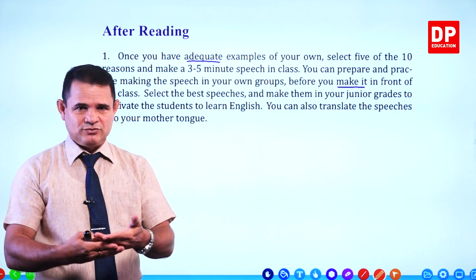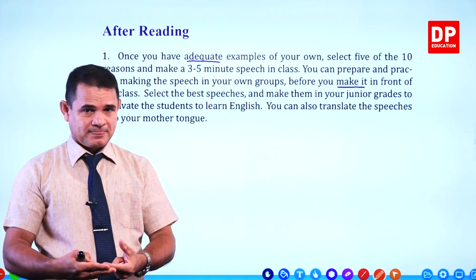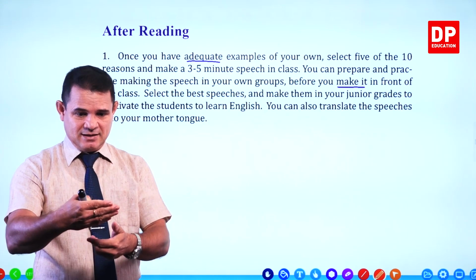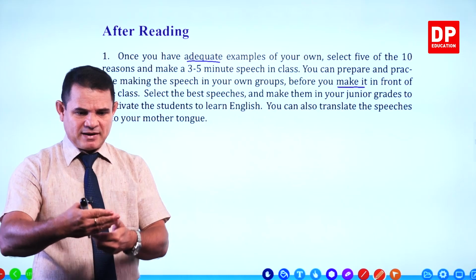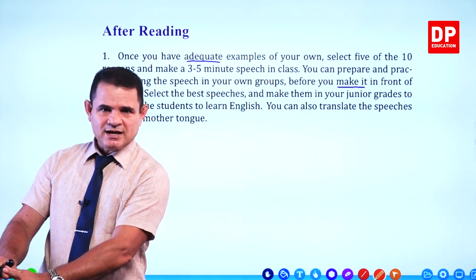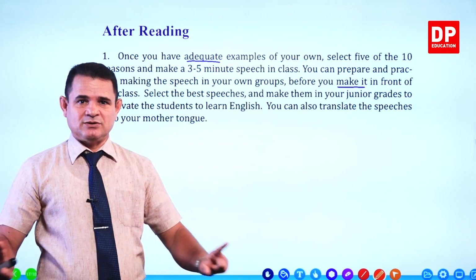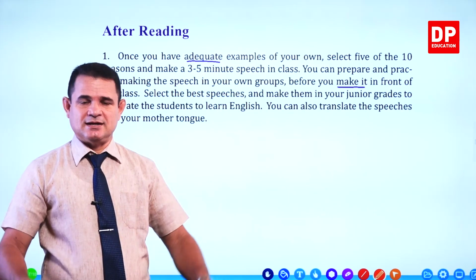Right? Maybe first you will write the speech. Then look at the speech and practice. It's fine to read from what you wrote at first. After practicing like that, keep the paper aside and you just speak.